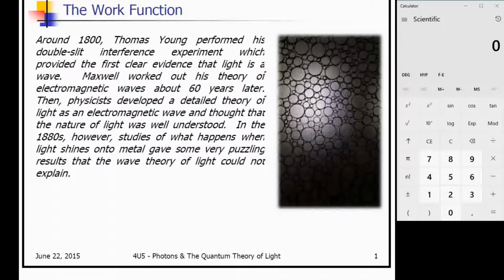So in the early 1800s, Thomas Young performed his double slit experiment. And this double slit experiment, of course, showed that light behaves like a wave. Now, around the same time, Maxwell ended up developing his theory of electromagnetic waves, and physicists got the idea that light itself was an electromagnetic wave. So we had this connection between electromagnetic waves and light. This ended up causing people to think that the nature of light was well understood, and that within the next few hundred years or so, the physics of light would be fully solved.